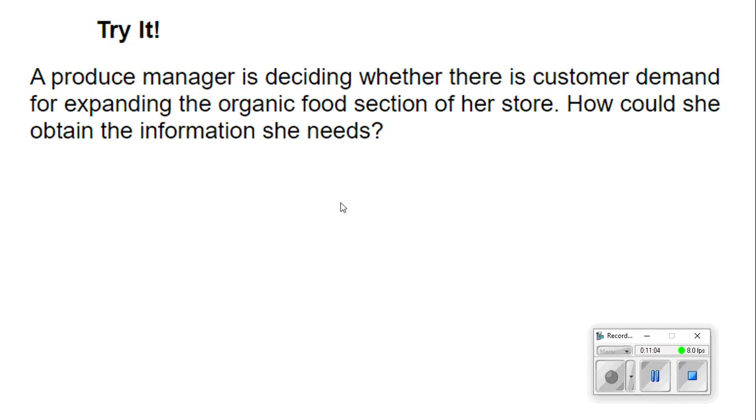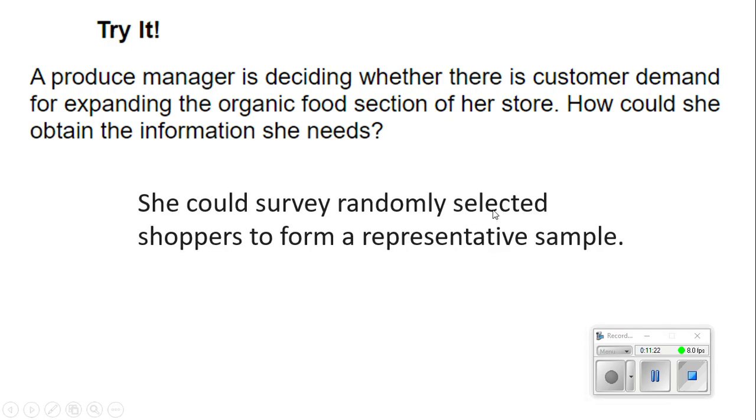It says here, a produce manager is deciding whether there is customer demand for expanding the organic food section in her store. How could you obtain the information she needs? Well, remember, since we're talking about the people in her store, she could survey randomly selected shoppers to form a representative sample. They represent the people that go to the store. Who you wouldn't want to ask in this particular sample or to be a part of the sample would be people that went to another store, or maybe people that did not like organic food at all.